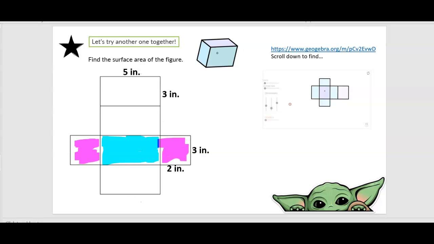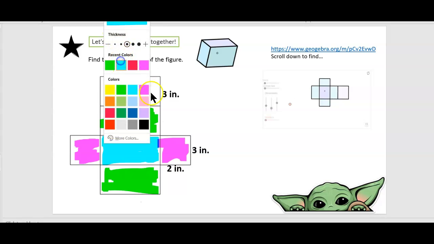And then that means the front, let's make the front green, and the back will be green, right? This will be the front when it folds up, and this will be the back. That's got to be the same. And then the only thing that's left is the top, which is the same as the bottom. So let's go back to the blue.